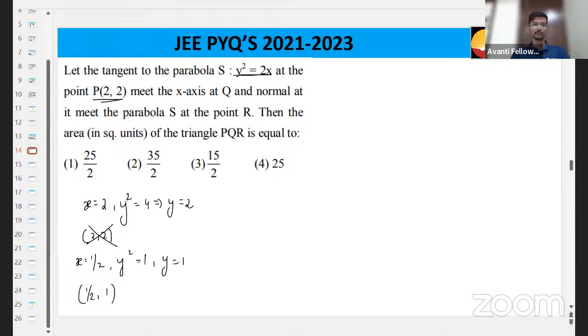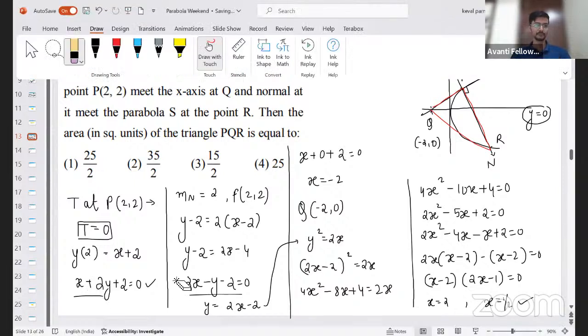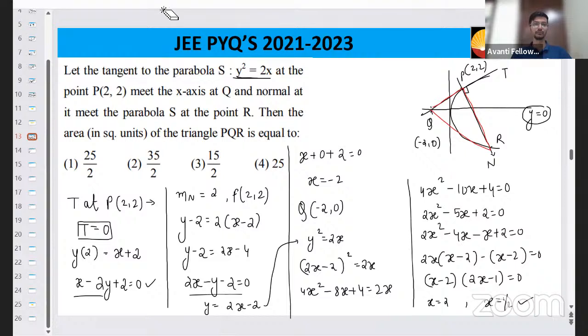Did we make a mistake, guys? Okay, sorry. Here it will be x minus 2y, so the slope of the normal will be minus 2. So minus 2x plus 4.